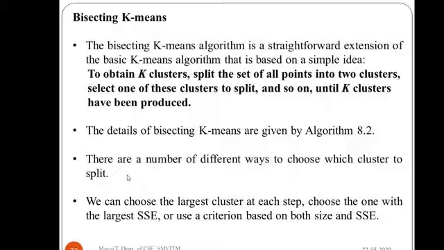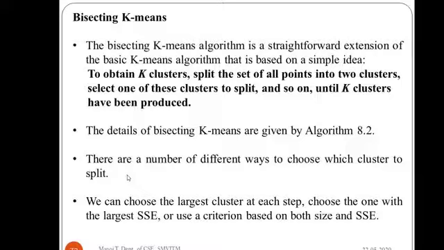Next we will see what we mean by bisecting K-means. The bisecting K-means algorithm is a straightforward extension of the basic K-means algorithm which we have seen earlier. It is based on a very simple idea: to obtain k clusters, split the set of all points into two clusters, select one of these clusters to split, and so on, until k clusters have been produced.